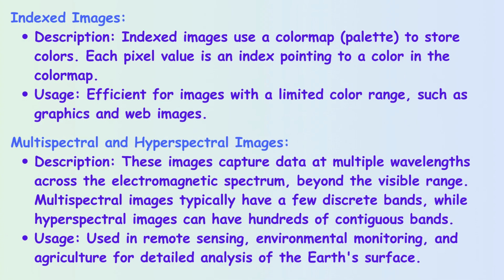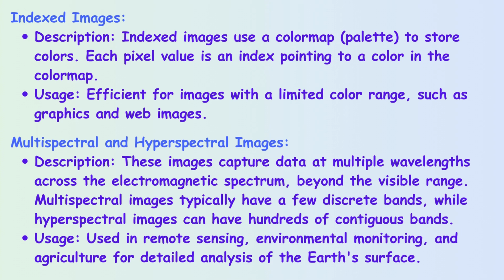Indexed images. Description: Indexed images use a color map palette to store colors. Each pixel value is an index pointing to a color in the color map. Usage: Efficient for images with a limited color range, such as graphics and web images.